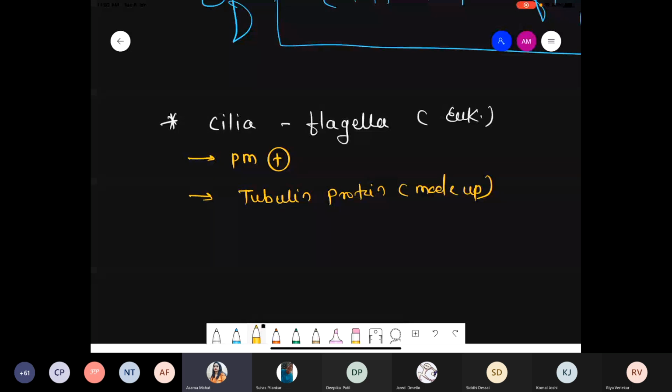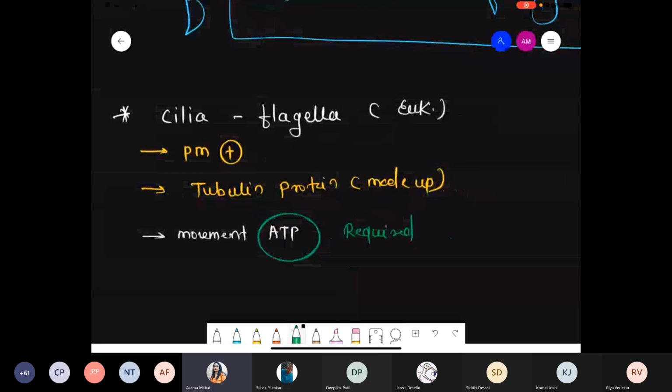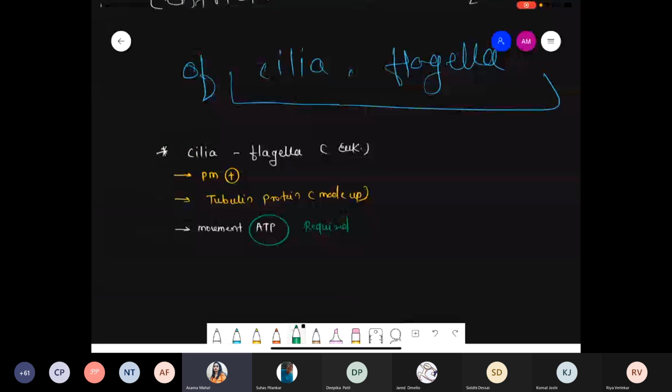And another point: for movement, there is a requirement of ATP. For movement, ATP is required. When you compare this with prokaryotic flagella, because cilia obviously won't be there, in the case of prokaryotic flagella, the first point is that they are without a plasma membrane structure.